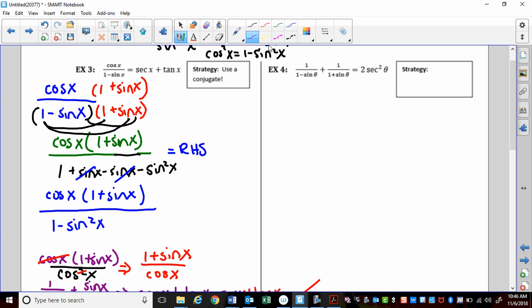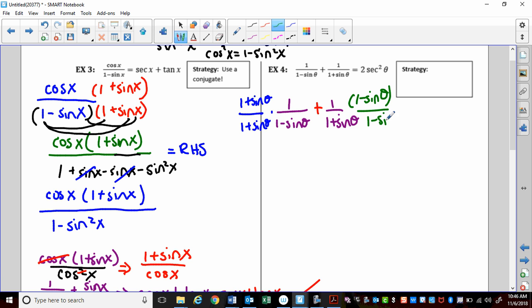So I'm going to just rewrite this. This is 1 over 1 minus sine of theta, and I'm going to multiply it by 1 plus sine of theta over 1 plus sine of theta. Plus, this one is 1 over 1 plus sine of theta already. And I have to multiply it by the other denominator, which is 1 minus sine of theta over 1 minus sine of theta. And hopefully we can get it to look like the right-hand side.